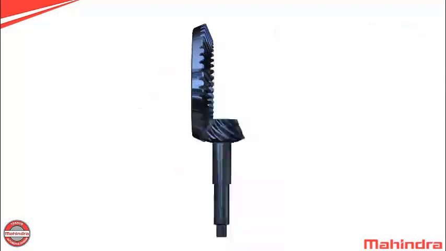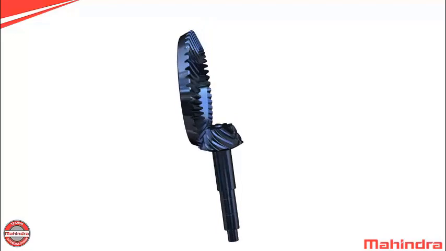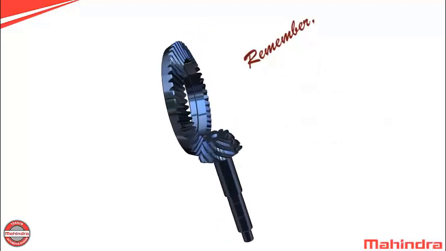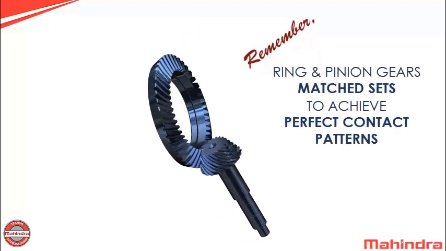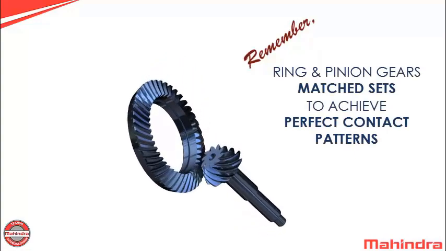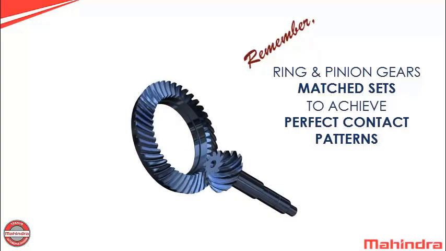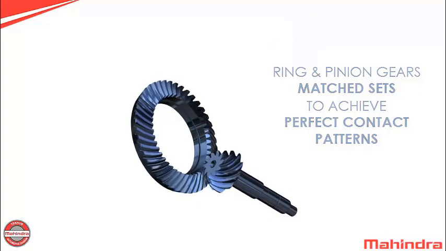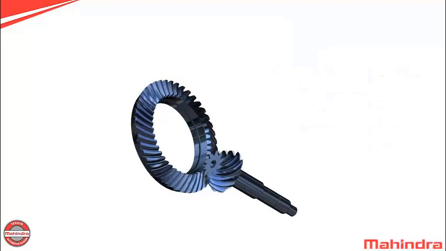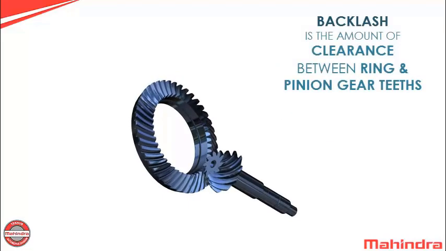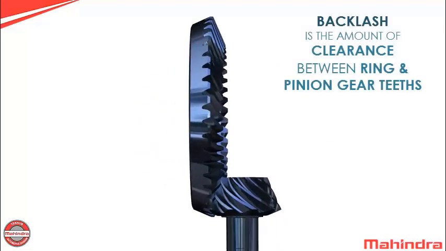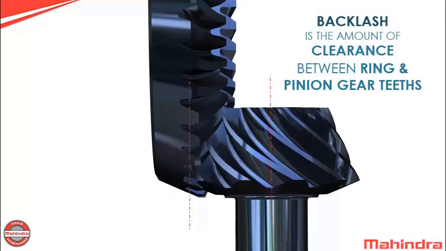Before moving ahead, let us understand few parameters. Remember, ring and pinion gears in differential assembly are matched sets to achieve perfect contact pattern. What is a backlash in differential assembly? Backlash is the amount of clearance between ring gear teeth and pinion gear teeth.